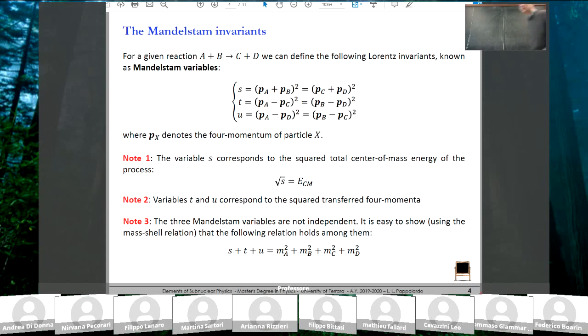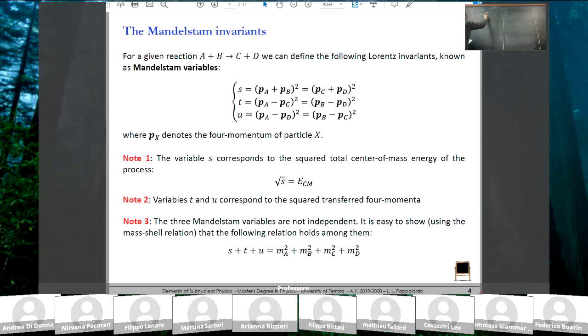Okay, so let's continue from here, and let's now describe the situation in the center of mass system. Suppose we have two colliding particles, A plus B, and we want to calculate the center of mass energy for the system of two colliding particles.